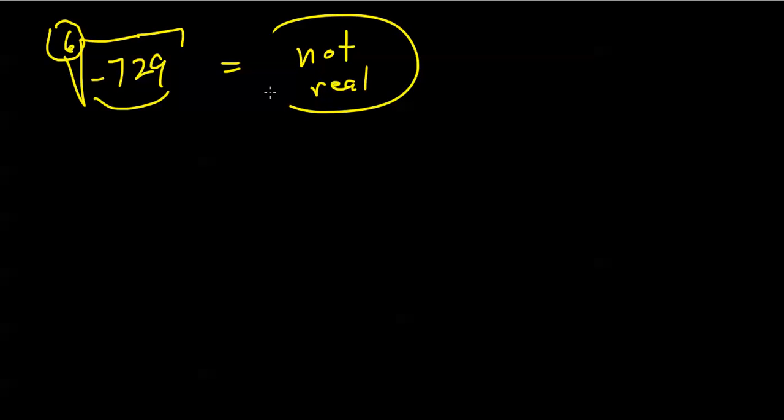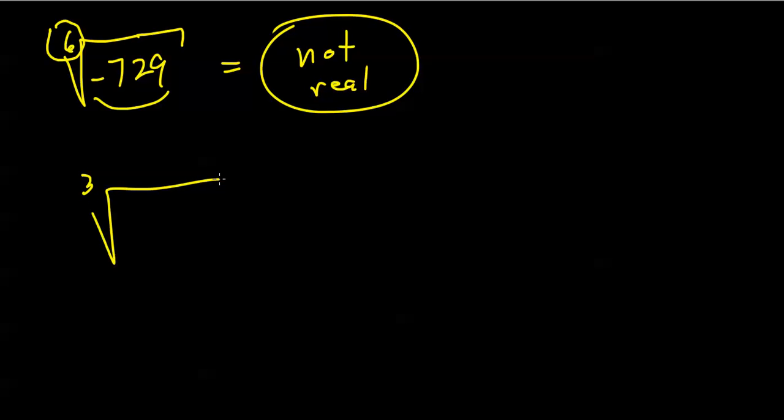How about the sixth root of minus 729? Well, I'm thinking I have an answer in mind, but when I notice that my index is even and my radicand is negative, I can automatically write down not real. You can't take the even root of a negative value.